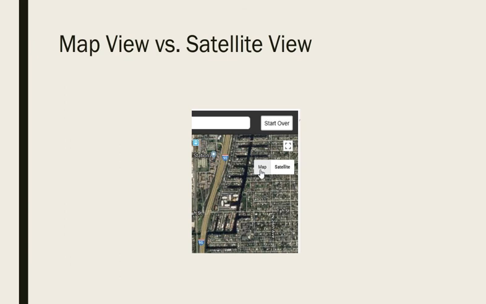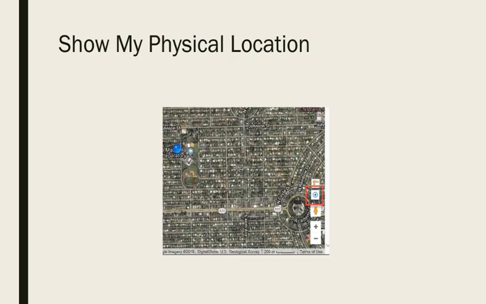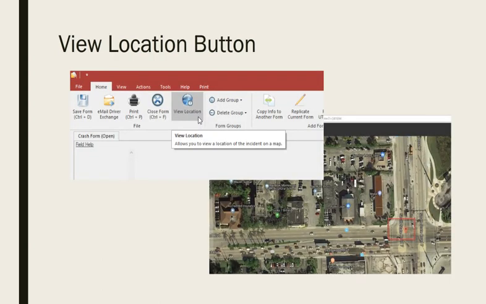You can toggle between map and satellite view. Satellite view will allow you to see a street view. If you would like for the location tool to focus you in on your physical location, in the bottom right hand corner there's a little blue circle. When you push this, it should zoom you in. However, keep in mind that there may be technical limitations with your agency's internet routing. To view the location of an accident without actually modifying the location, you can use the View Location button on the Home tab.